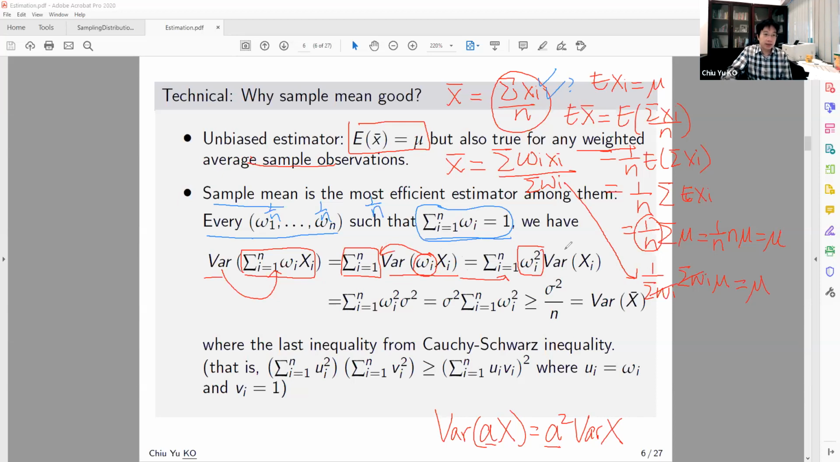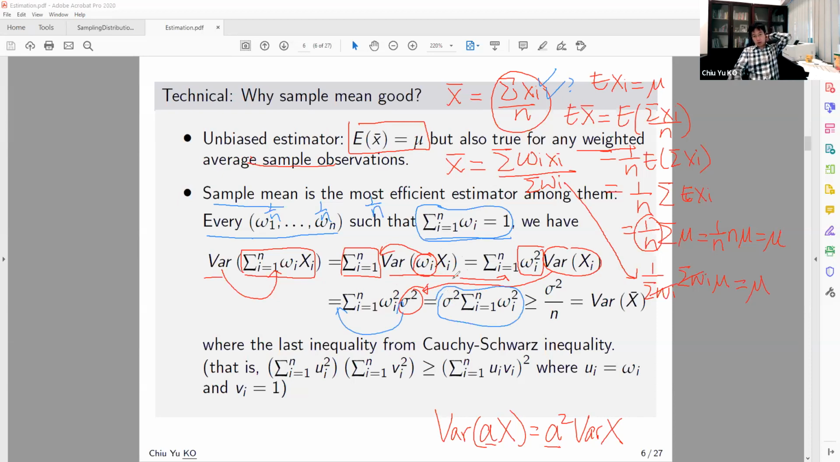And the next step is, this is the sigma square, right? This is sigma square, okay? And the next step is we can take the sigma square out, okay? So that's here.